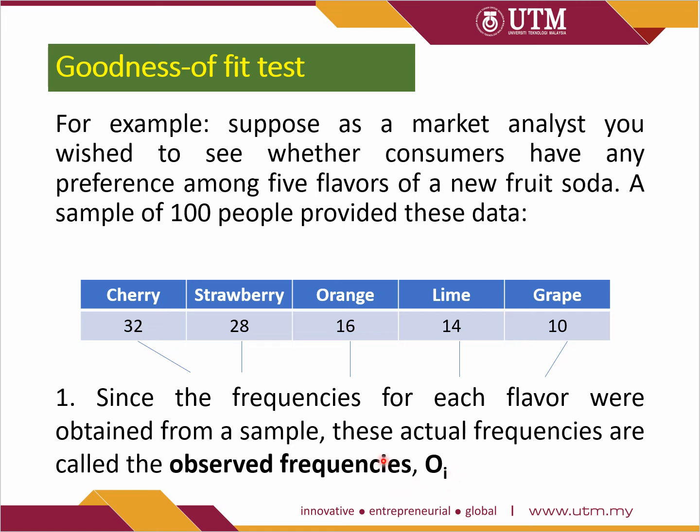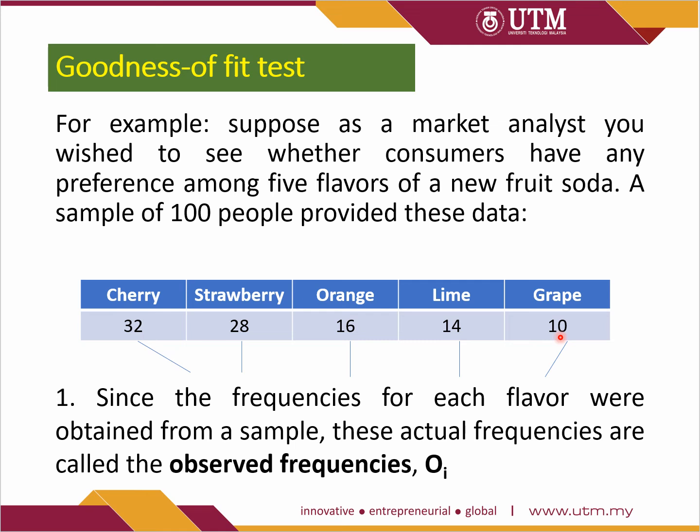Here, i represents the number of the category that we have. Let's say O1 will be the value of 32, obtained from the first category, which is cherry. O2 would be the frequency from the second category, strawberry, so O2 equals 28. And O3 is 16, O4 is 14, and the last one, O5, is equal to 10. So that is the observed frequency.